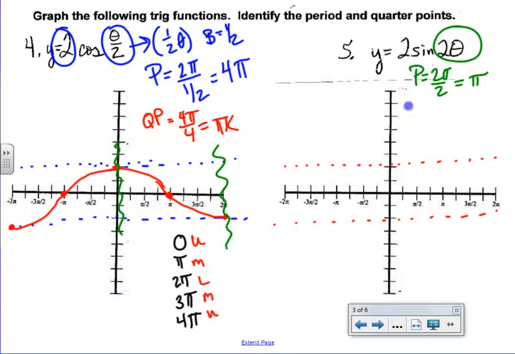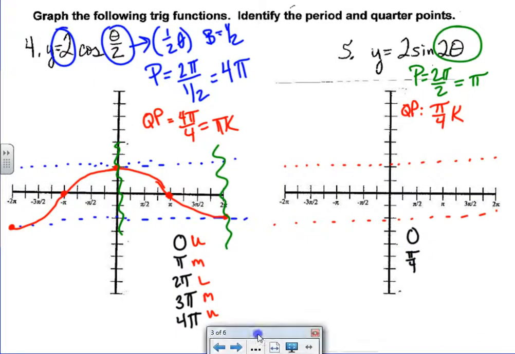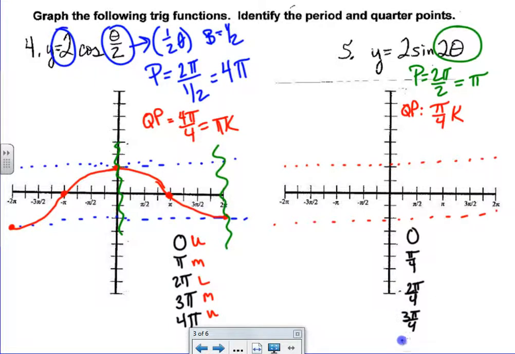So if I try to calculate my quarter points, I take pi and cut it into quarters. So I'm going to mark off every pi over 4. Starting at 0, I'm going to mark off 1 pi over 4. And if you're afraid of the fractions, just don't reduce them. You could keep it as 2 pi over 4, 3 pi over 4, and 4 pi over 4.